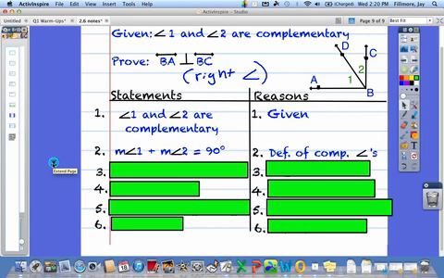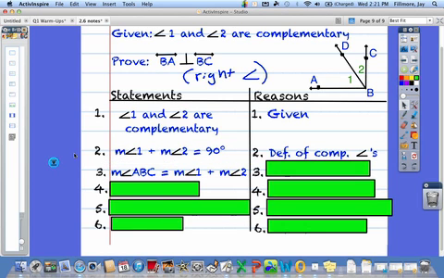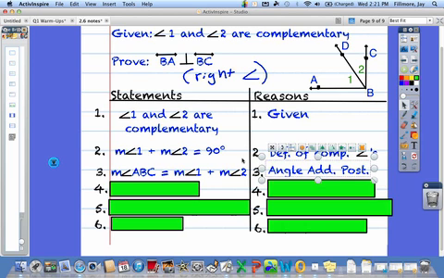Now, we know looking at the picture, if we add angles 1 and 2, that equals angle ABC. So instead of adding them together to equal 90, we can say they also equal angle ABC, which is using our angle addition postulate. And the reason why we're doing that is because, again, we want to show that they form a right angle. So we want to show that angle ABC is a right angle. So we should have that in there somewhere.